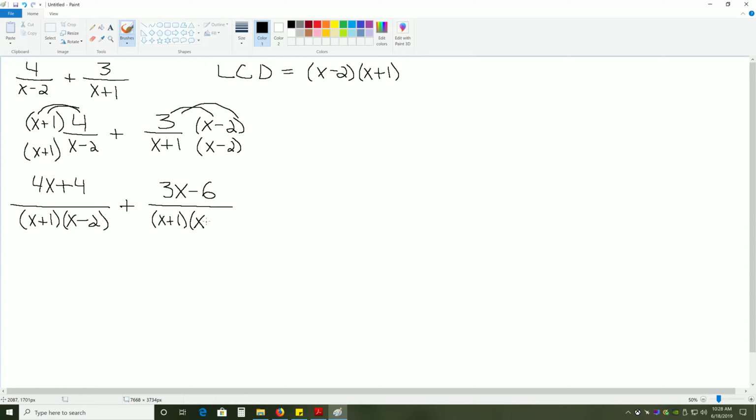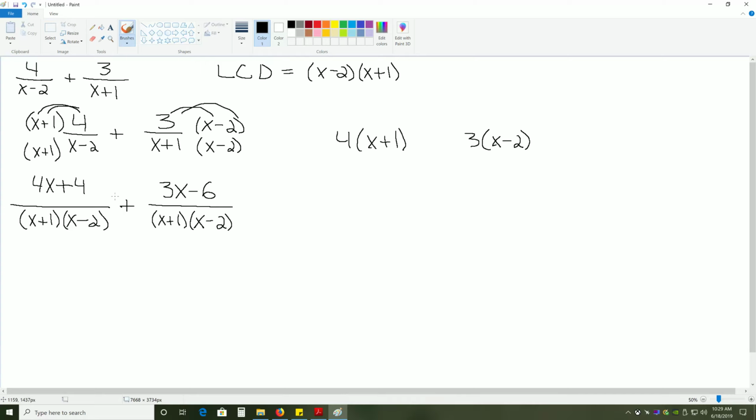times x minus 2. Just a quick note, you do not have to distribute this 4 and 3 at this step. You could leave them, I'll write them off to the side, as 4 times x plus 1, and then 3 times x minus 2, just like that. This is the way that I suggest you do it if you are subtracting the fractions, as it is easier to keep track of that subtraction later on.